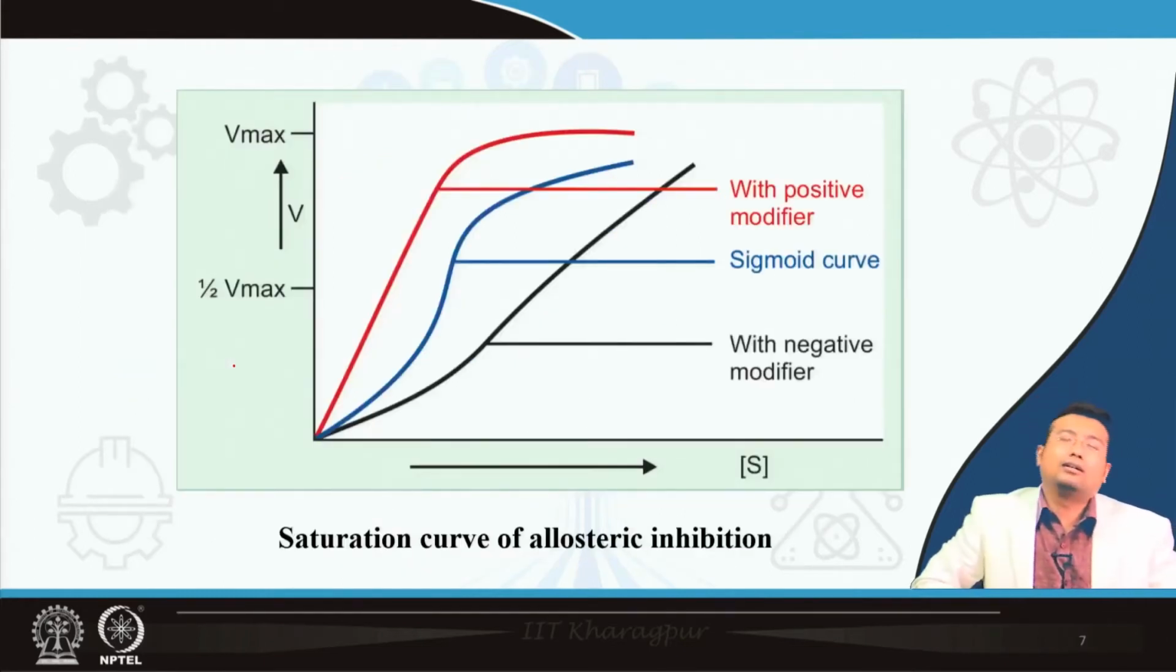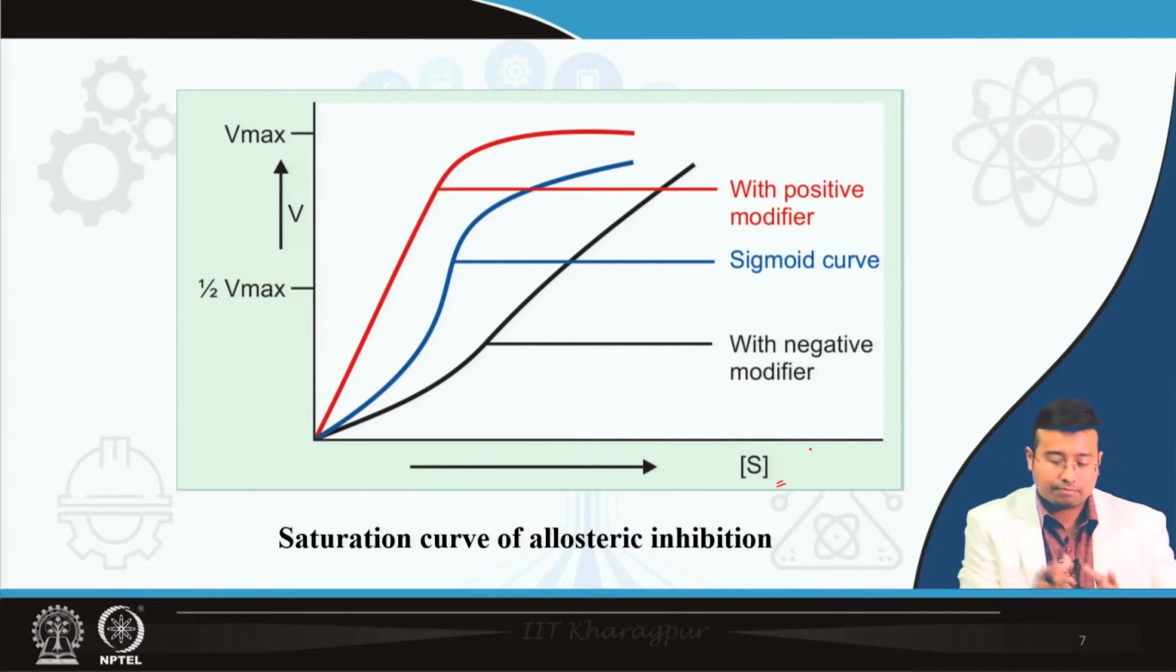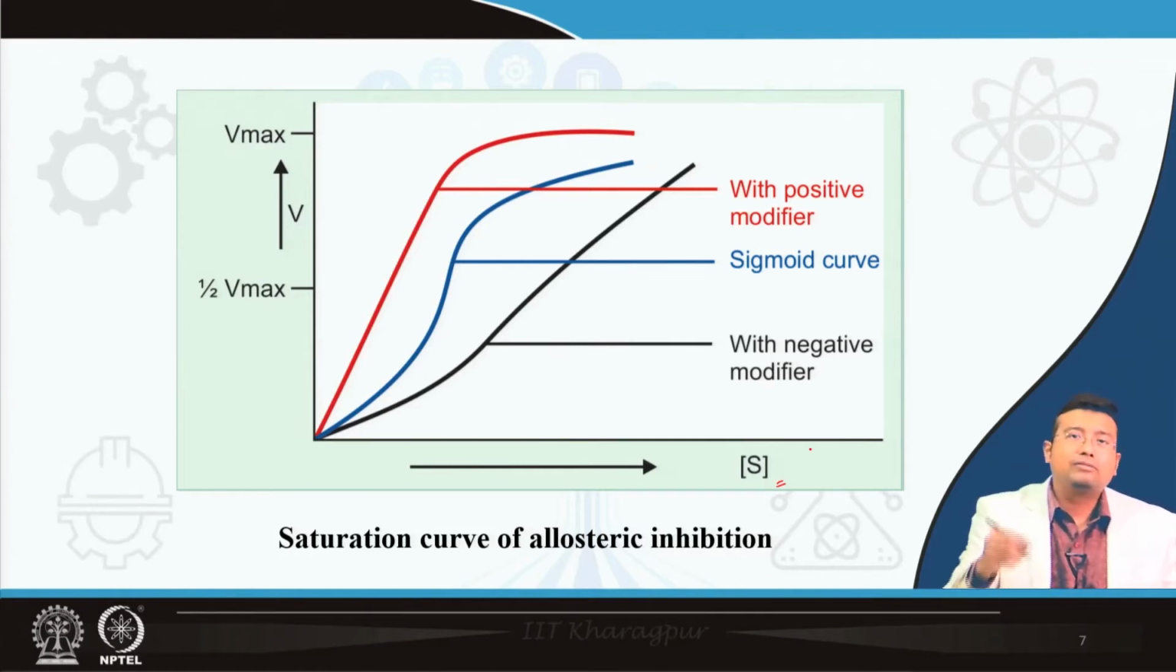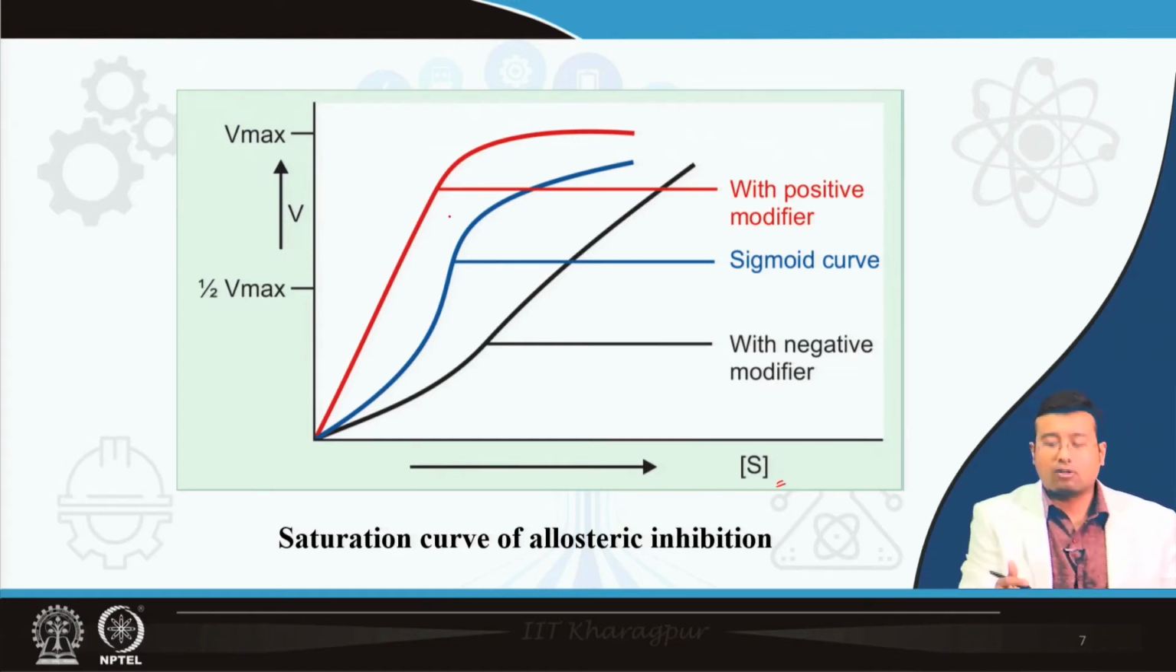So, when we plot the enzyme kinetic curve, where the concentration of substrate, denoted by square bracket S, is on the x axis and the velocity of the enzyme is on the y axis, then what happens? An allosteric enzyme generally gives a sigmoid or S shaped curve. What does it mean? It means the activity is very slow to start with, it increases with the substrate concentration, and ultimately when we keep on increasing substrate concentration, at some point the activity will not increase much compared to the increase in substrate concentration.